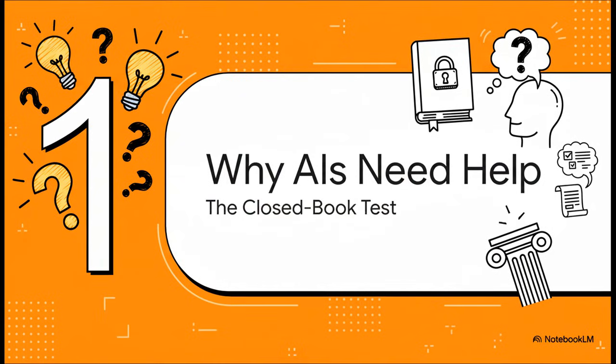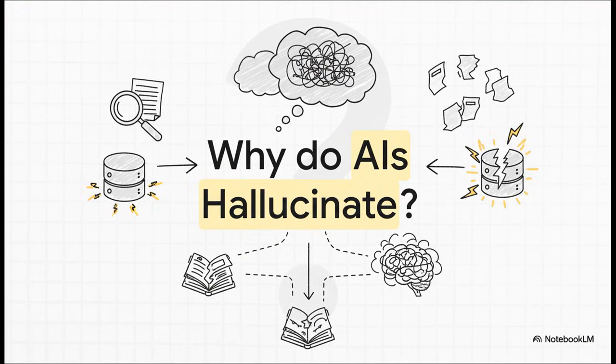All right, first things first. To really get why RAG is such a massive deal, we have to understand the core problem with most AI models. And it all boils down to this idea of a closed book test. So yeah, the big question is, why do AIs hallucinate? I mean, why do these super powerful models sometimes just make stuff up? It really all comes down to one thing: how they get their information.